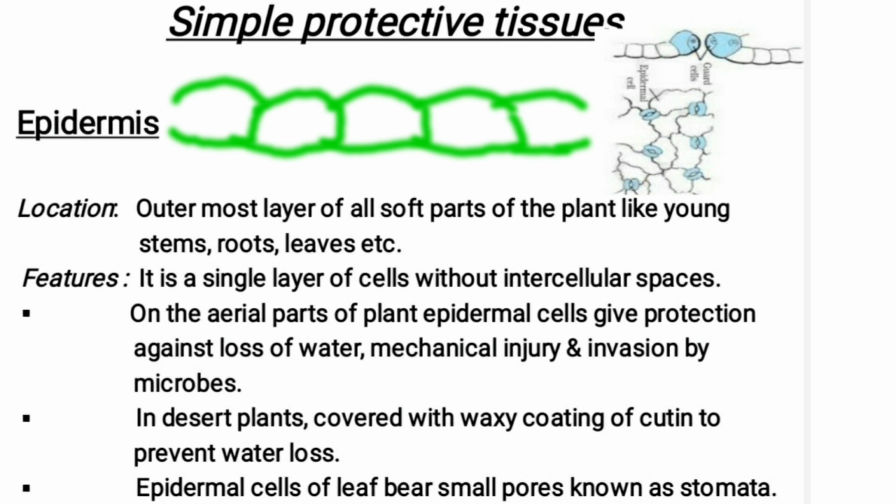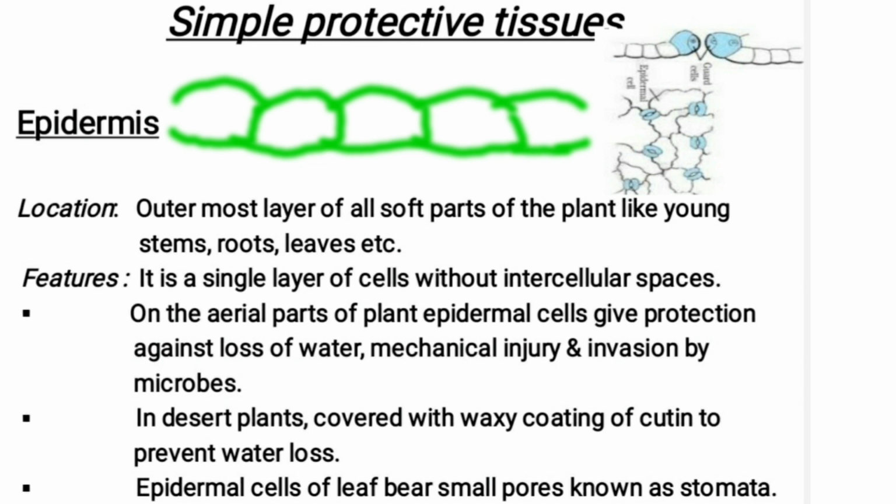Two types of protective tissues present in plants are epidermis and cork. Epidermis, the outermost layer, in plants is made up of a single layer of cells. It protects all parts of the plant. On the aerial parts of the plant, epidermal cells often secrete a waxy, water-resistant layer on their outer surface, which provides protection against loss of water, mechanical injury, and attack by microbes also.